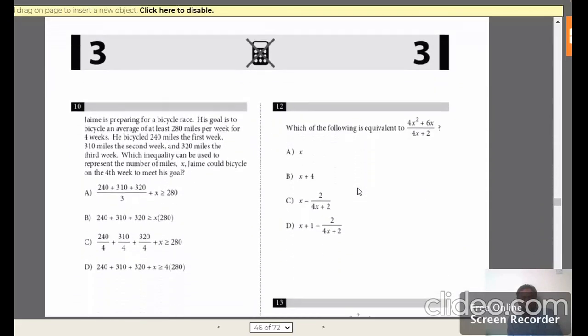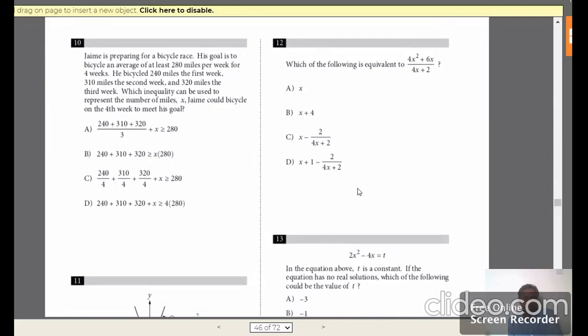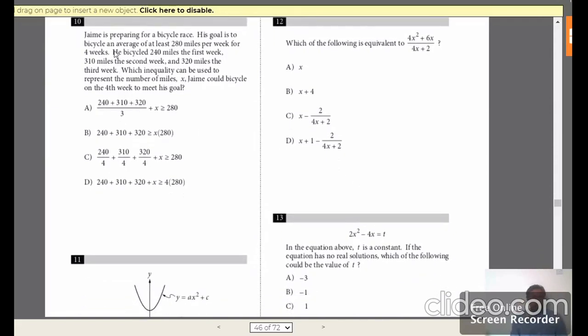So moving on to the next set of questions that we have, question number 10. Jem is preparing for a bicycle race. His goal is to bicycle an average of at least 280 miles per week, okay, for 4 weeks. So it means average. And we all know 4 weeks are given, so average is 280.